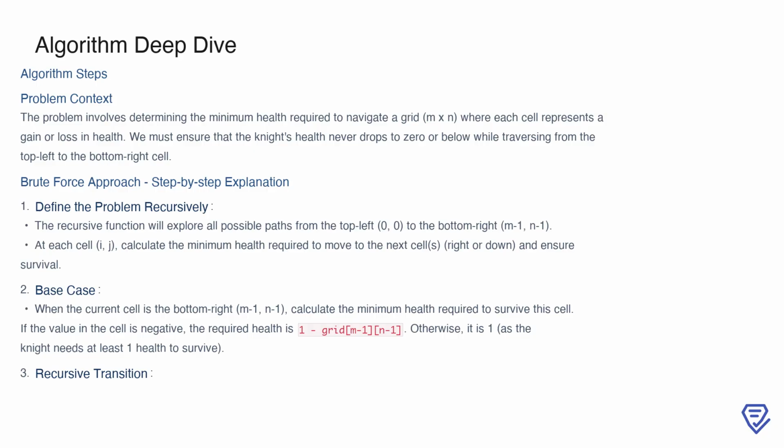If the value in the cell is negative, we subtract it from 1 to ensure survival. Otherwise, if the cell has a positive or 0 value, the knight needs at least 1 health to proceed. This recursive process captures the essence of exploring all possible paths through the grid.